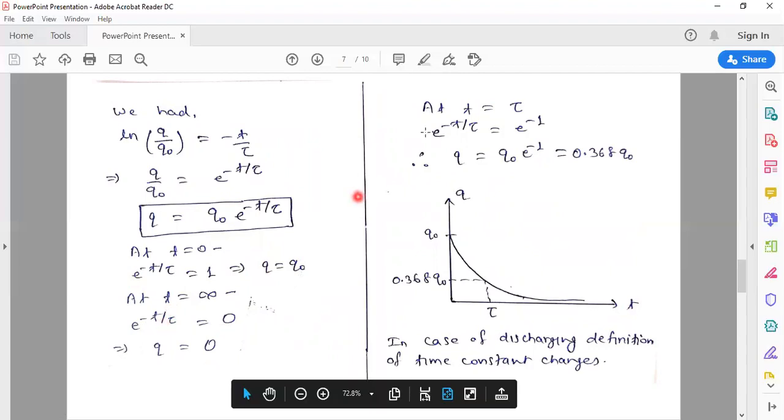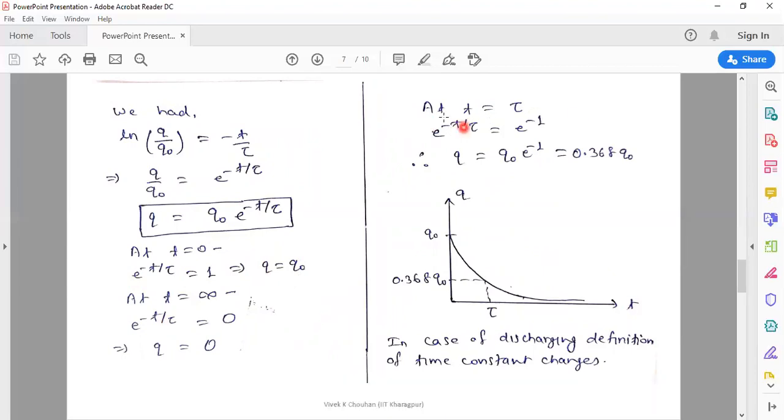Now what happens at t equals tau? At t equals tau, e to the power minus t by tau becomes e to the power minus 1. So q will become 0.368 q naught. That's why the definition of time constant changes here. In this case, the time constant is actually the time in which the charge over the capacitor becomes 36.8% of its initial value.